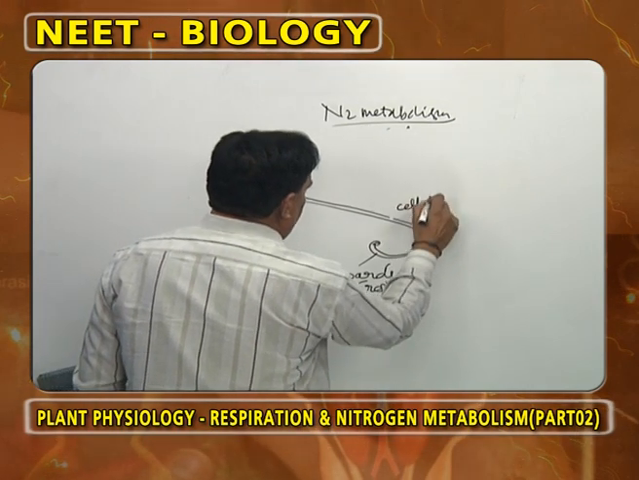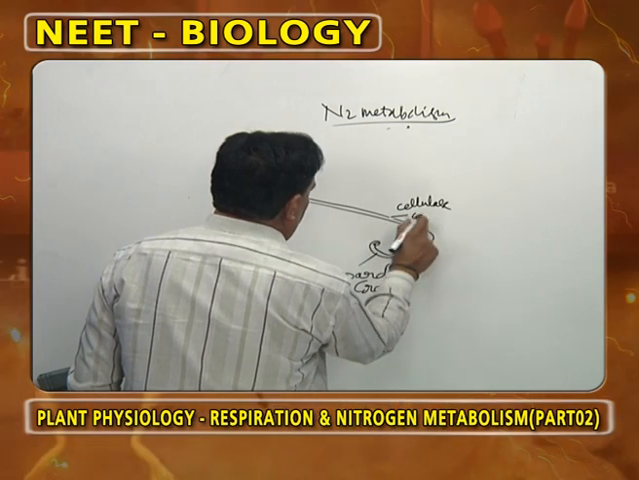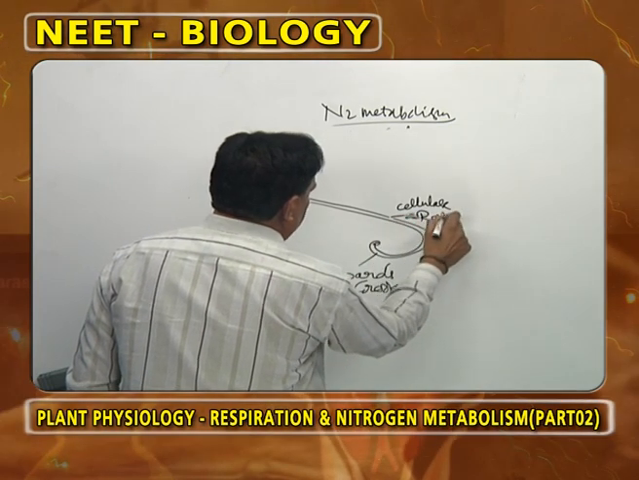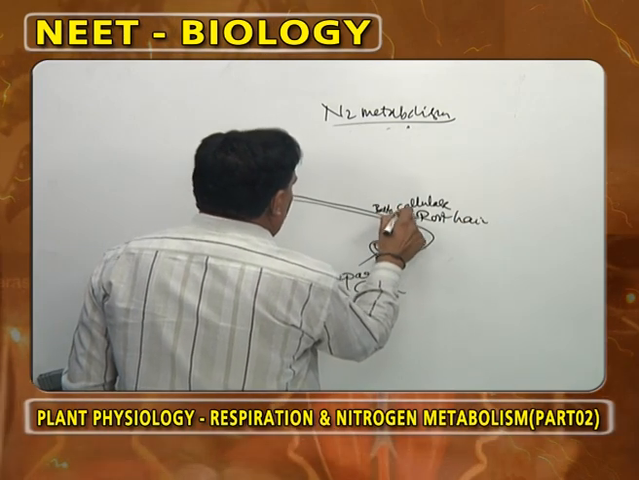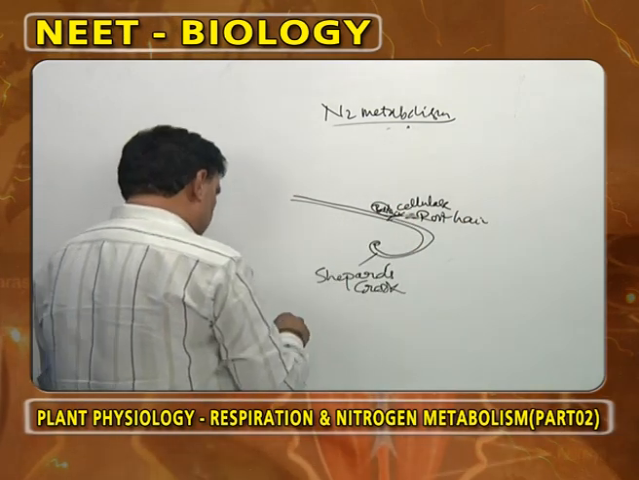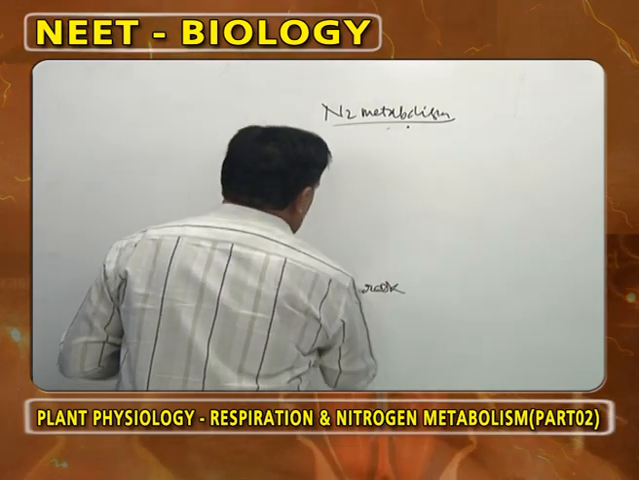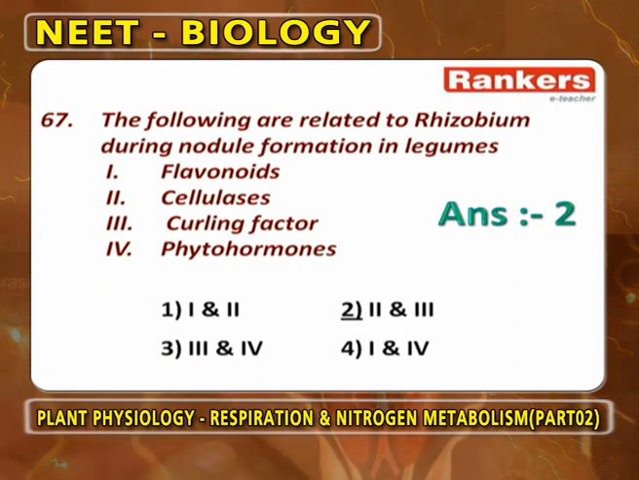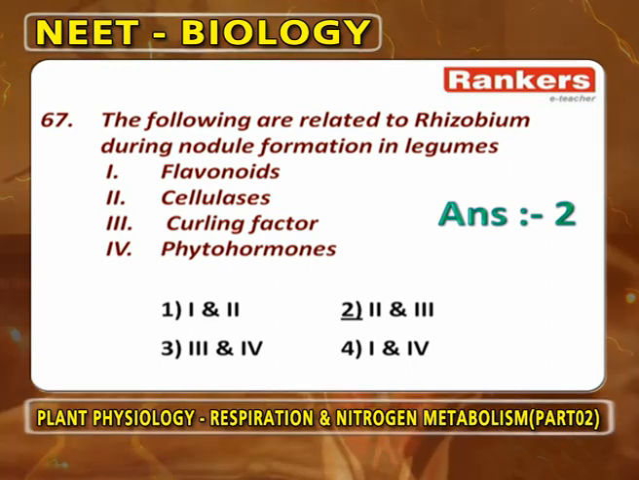Then cellulases are synthesized or secreted to make a small pore in the cell wall of the root hair. Through this root hair, bacteria enters the root. After entering the root hair, the cell membrane of the root hair invaginates around the bacteria to form an infection thread. The infection thread runs up to the cortical cells. In this movement, bacteria divides and produces bacterioids.